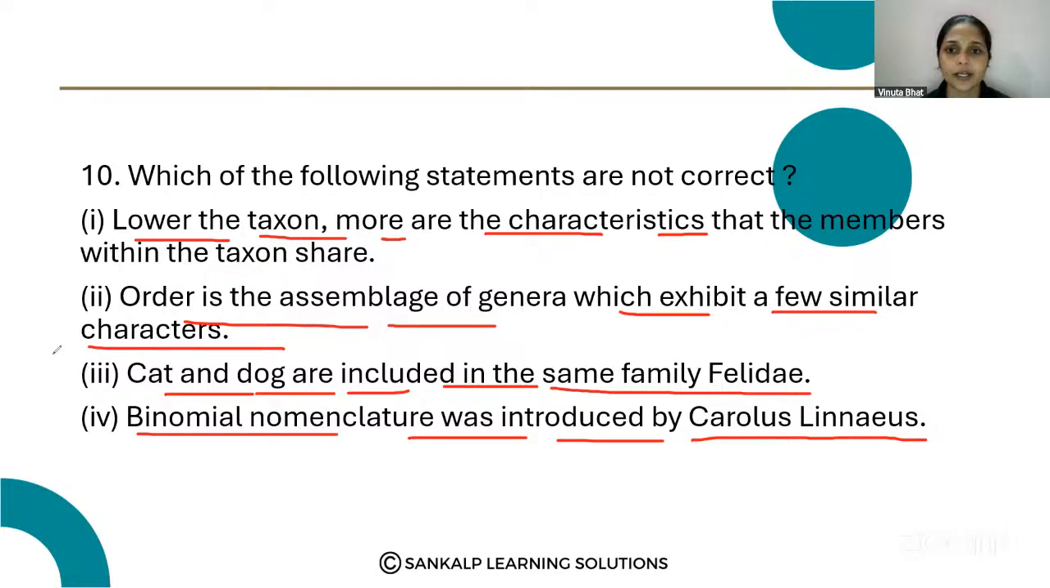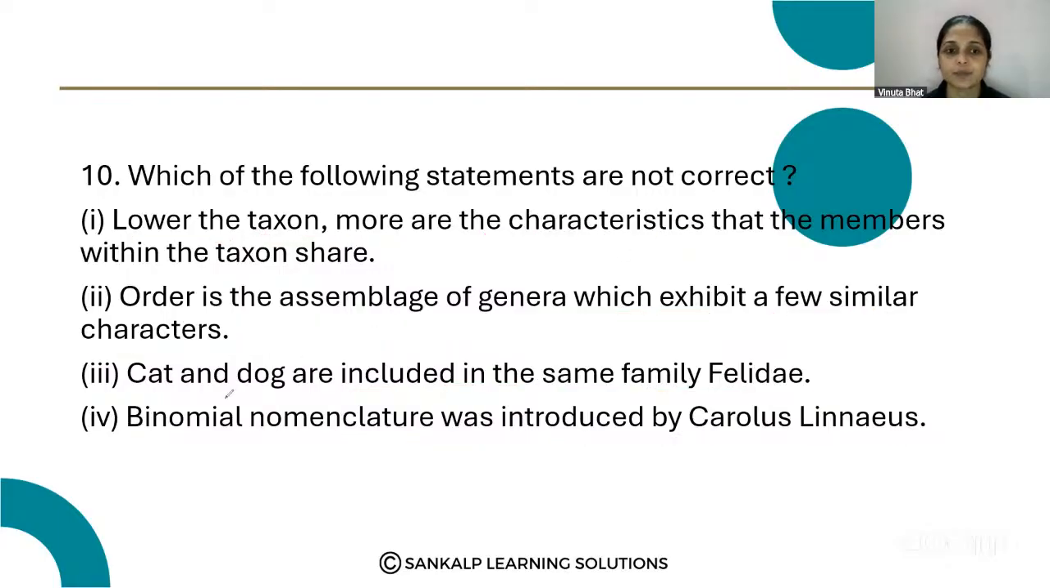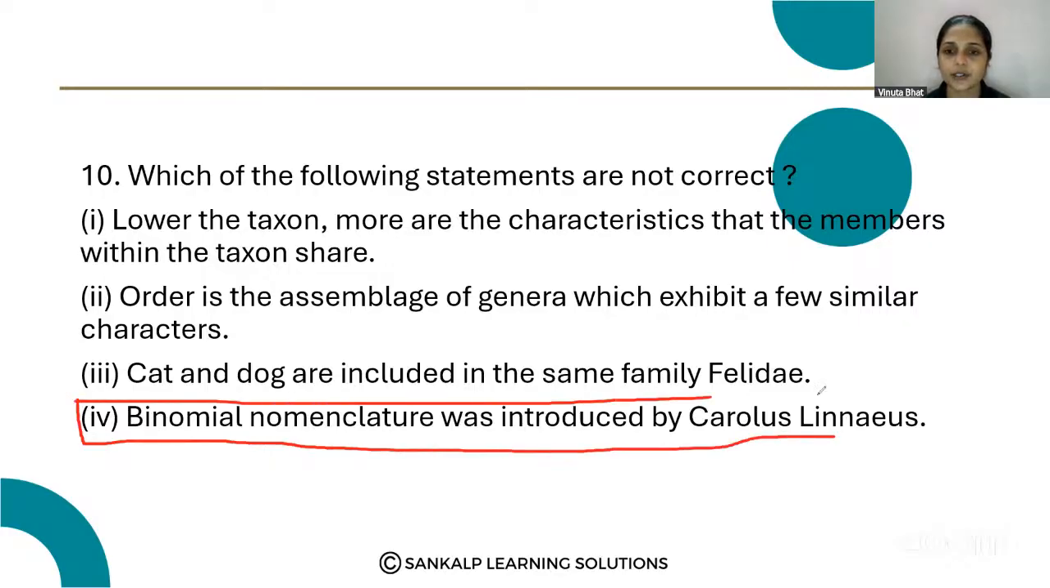Here we have to find out the incorrect statements, right? So here this one, binomial nomenclature was introduced by Carolus Linnaeus, this option we know. Here cat and dog, they belong to different families.